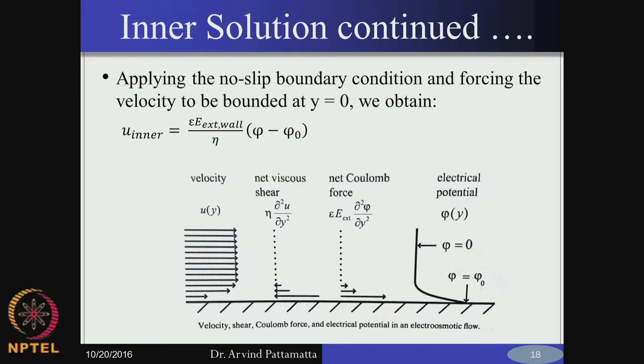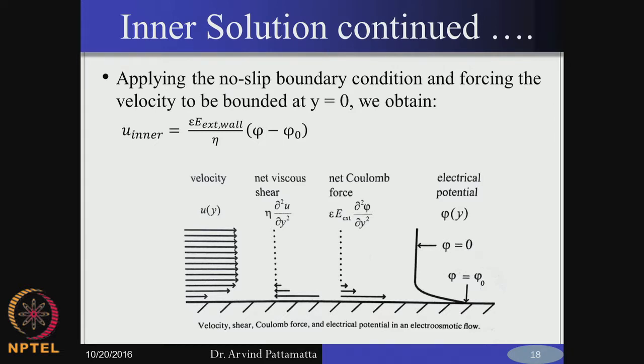If you plot this velocity profile, this is how it varies. It is a linear variation with respect to phi, and how does phi vary? Exponentially. So as a function of y, u will also be an exponential variation. Having known the inner solution, we do not have to come back to this again. We can assume that the outer solution is driven by a solid wall with a velocity of this particular value.